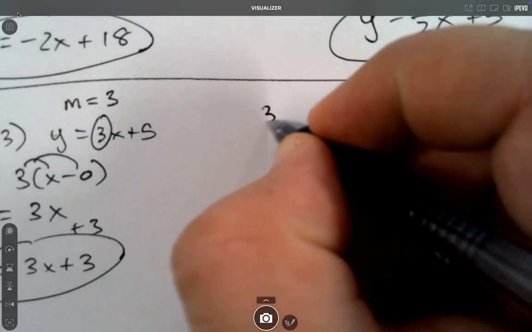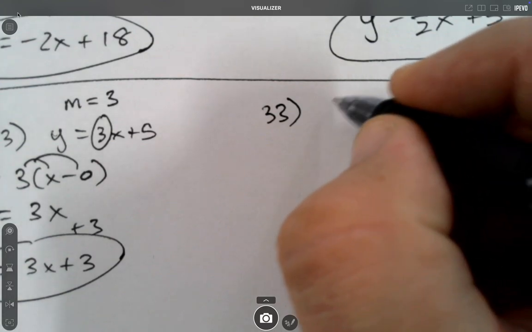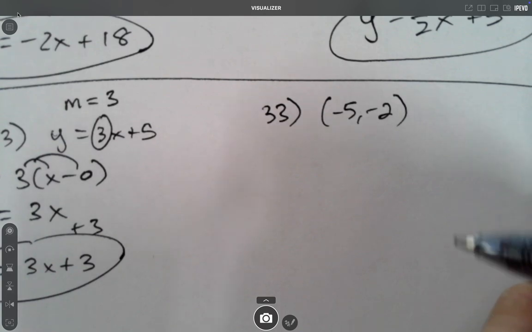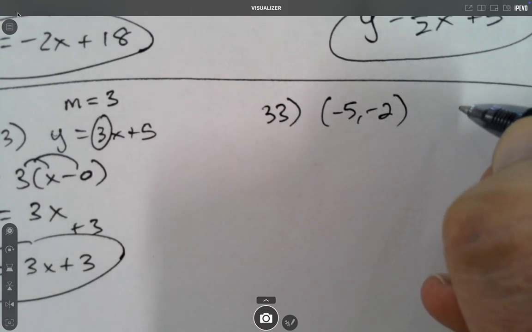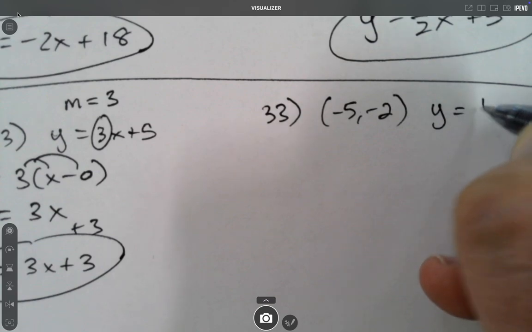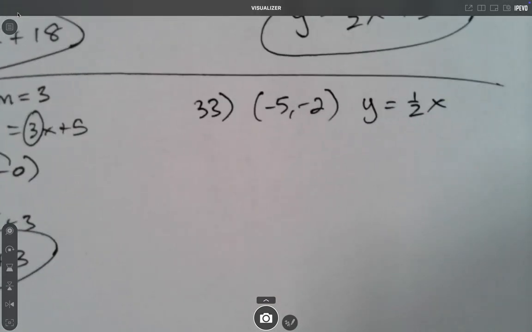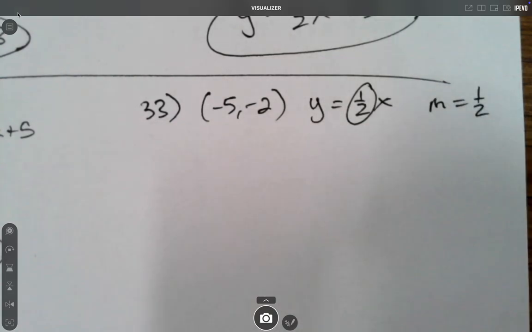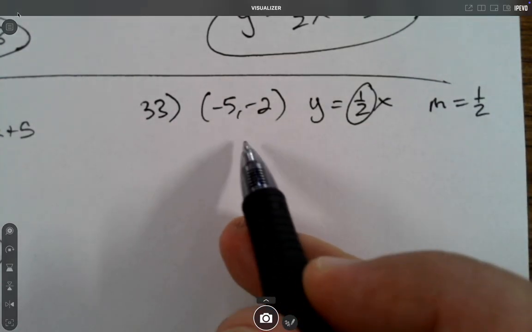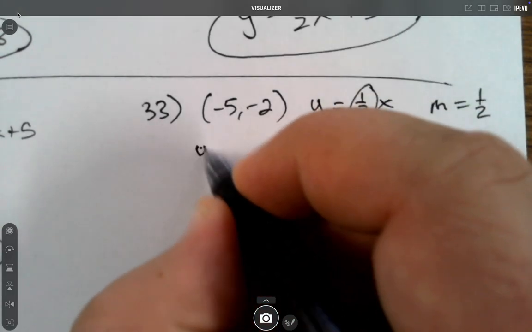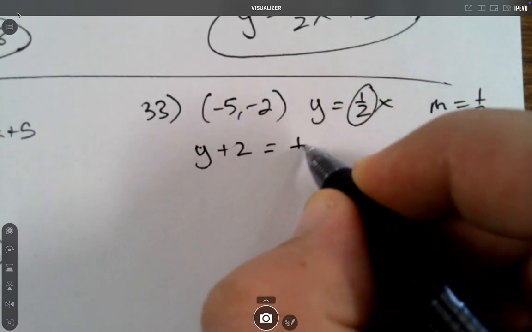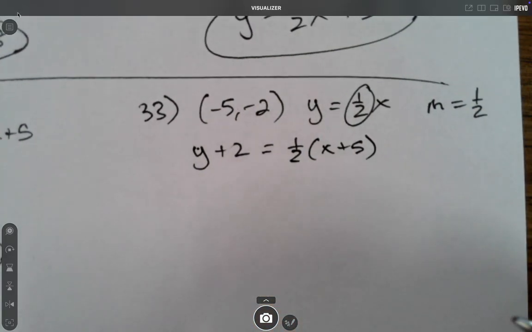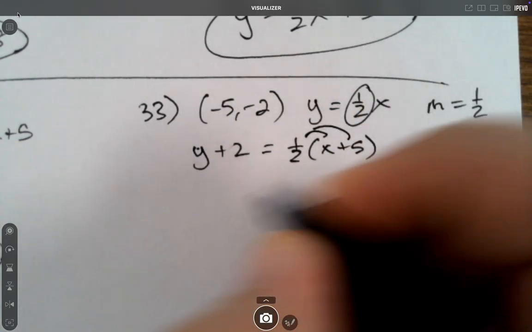Okay, same directions on number 33. It needs to travel through this point and be parallel to y equals 1/2 x. So again, this is in slope-intercept form. So here's our slope. It's 1/2. So we go through the point negative 5, negative 2, and the slope of 1/2. So we do y plus 2 equals 1/2 times x plus 5. We distribute the 1/2.